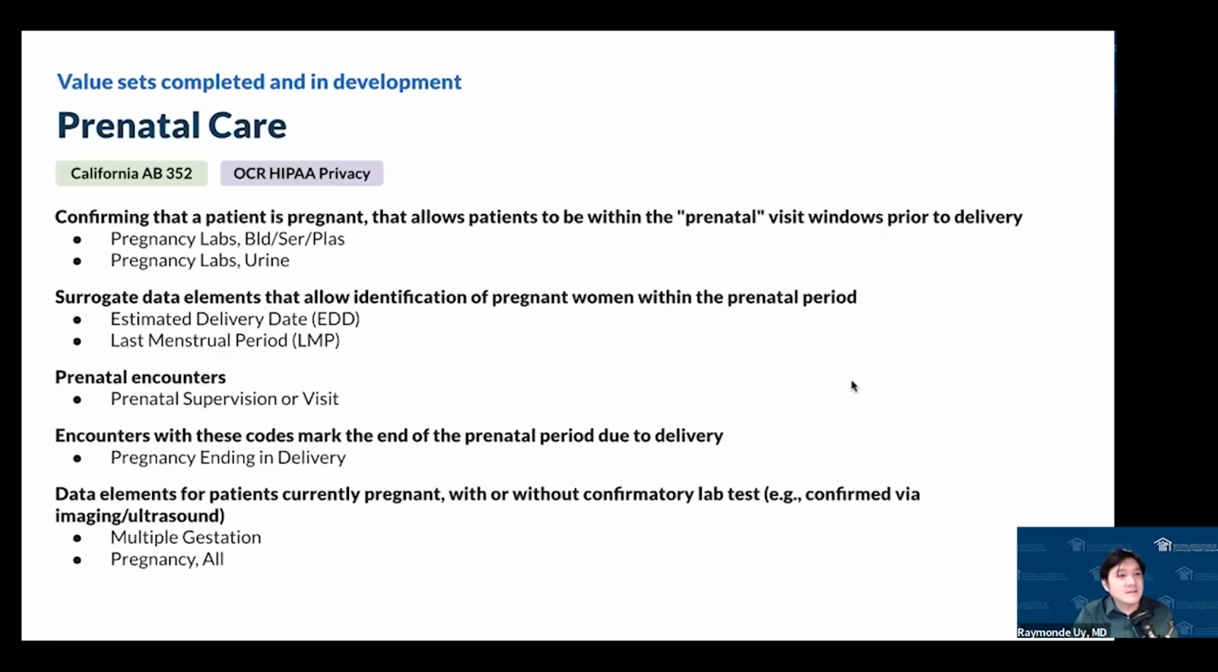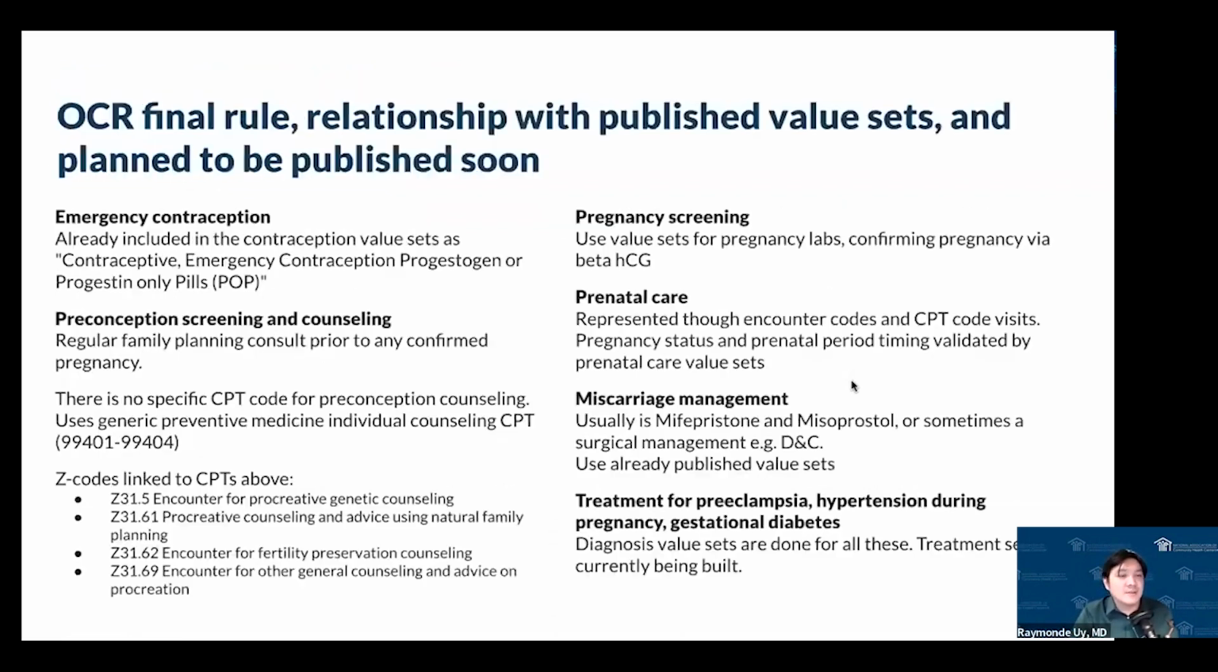Next slide. You will see now, I believe, other things mentioned in the OCR final rule. Again, the OCR final rule didn't have a list of codes, but it did have these specific terms. Just a reminder, starting from the top left, emergency contraception is already a value set named contraceptive emergency contraception, POPs, because progestogen-only pills are the ones being used for EC. So your Plan B on the shelves are actually a combination of generic drugs in a specific dose strength.